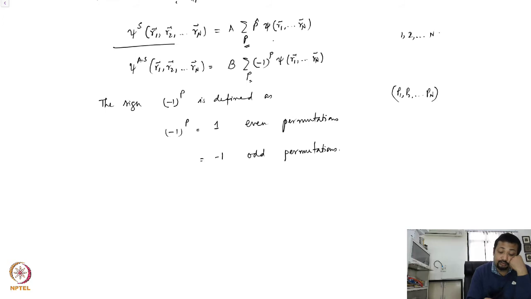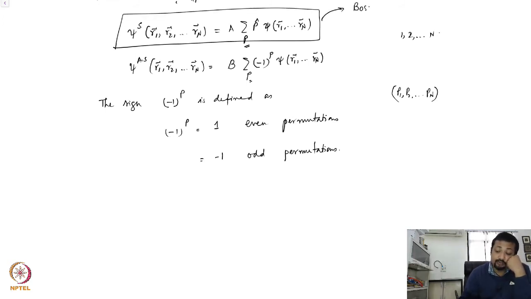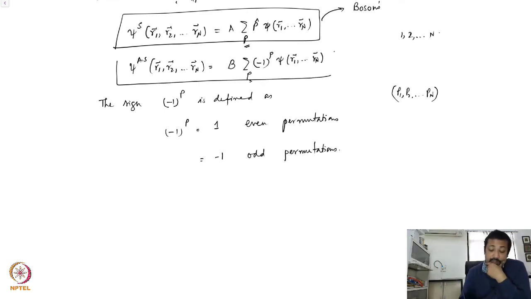A wave function which is a symmetric wave function is what describes bosons, and the antisymmetric wave functions are the ones for particles which are called fermions.